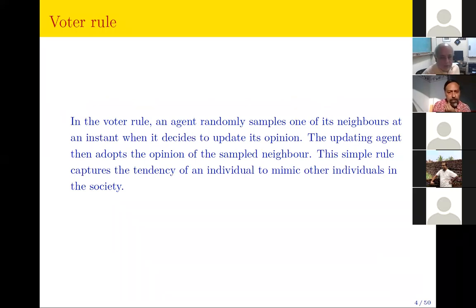In the voter rule, an agent randomly samples one of its neighbors and then decides to update its opinion according to the opinion of the neighbor sampled. The simple rule basically captures the tendency of an individual to mimic other individuals in the society. It's called the voter model, but it actually comes from physics, and it's really an interacting particle system. It's called the voter rule because there are two choices. In physics, the interacting particle system takes two values, spin up or spin down, like the electron in Ising models and other things. So that's why it's also a binary thing.